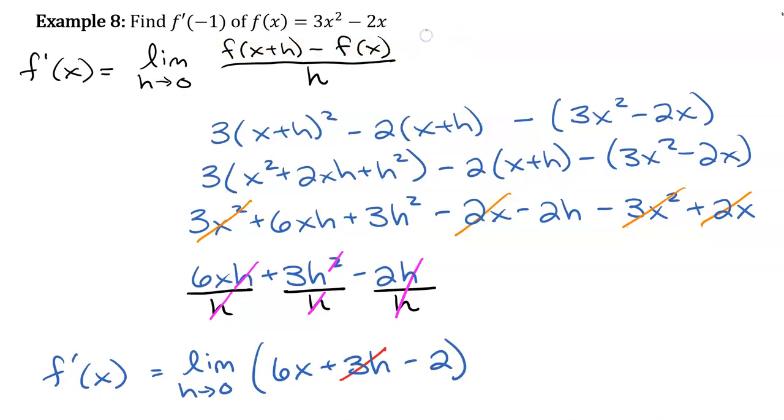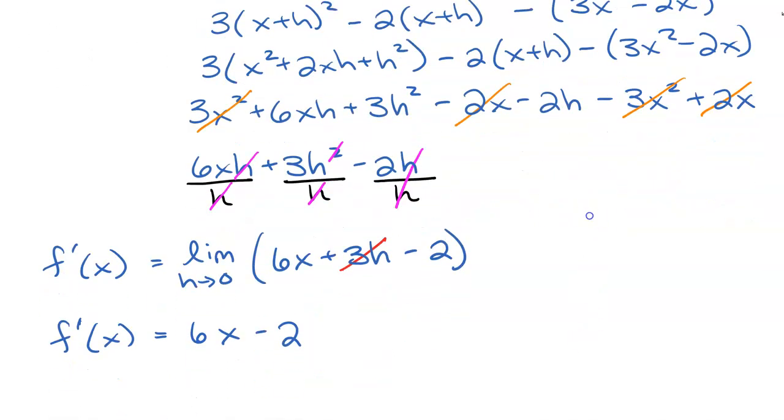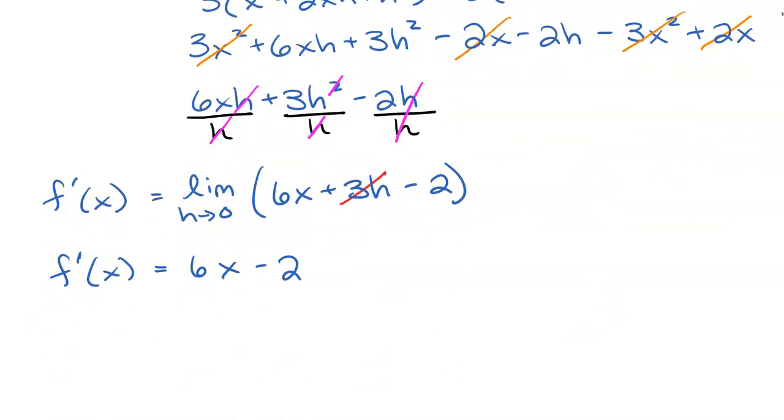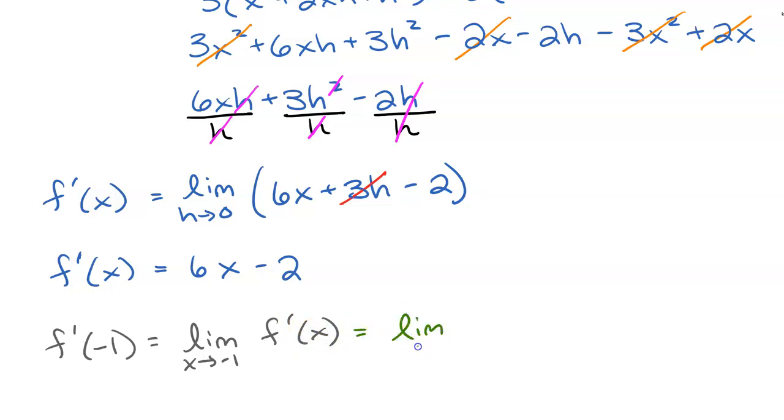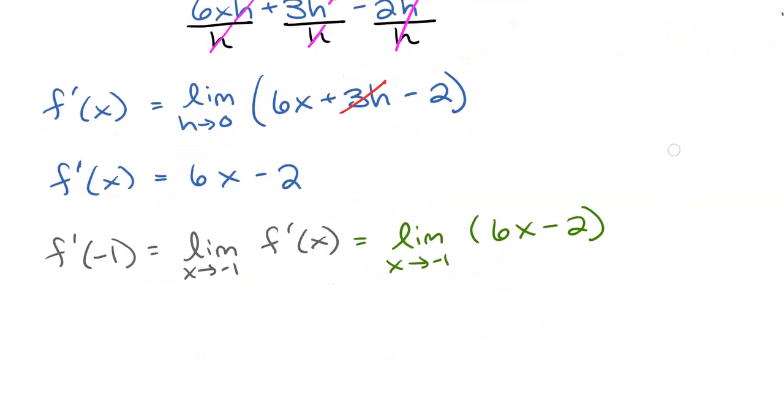So what they actually ask us for is f prime of negative 1. So the derivative at negative 1 would be the limit as x approaches negative 1 of f prime of x. So this would be the limit as x approaches negative 1 of 6x minus 2. It's a polynomial, thus it is continuous, that is, it is differentiable everywhere. So simple substitution, 6 times negative 1 minus 2. So f prime of negative 1 would give us negative 8. Just like that.